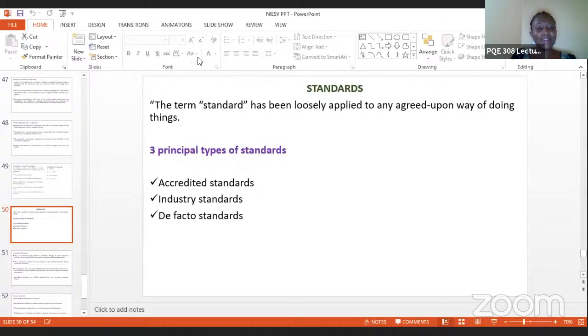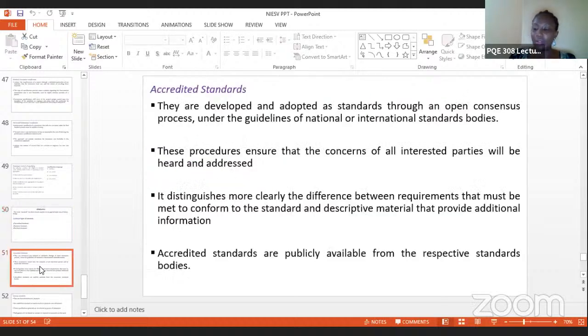So the first one, the accredited standard. Accreditation is not something that we've not heard. When we're talking about accredited standards, it's just a means of granting approval to a product by a certified or authorized body or institution. Accredited standards are developed and adopted before they become standards that we now refer to when we are doing our construction specification, and use in our day-to-day work.